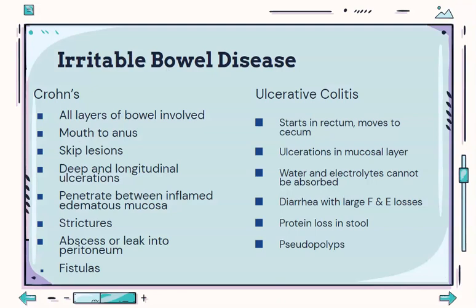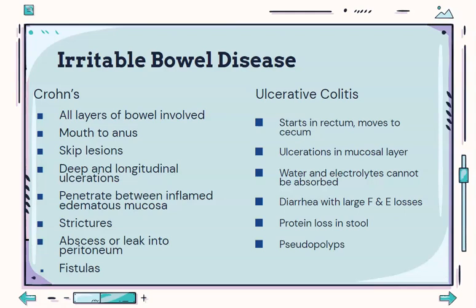So here's the differences with Crohn's disease. It's all layers of the bowel. It can be from the mouth to the anus. Any part of the intestines, or the GI tract, can be impacted. It can skip lesions. So what that means is you'll have a portion of bowel that is impacted by the disease next to a portion of healthy bowel next to a portion of diseased bowel.